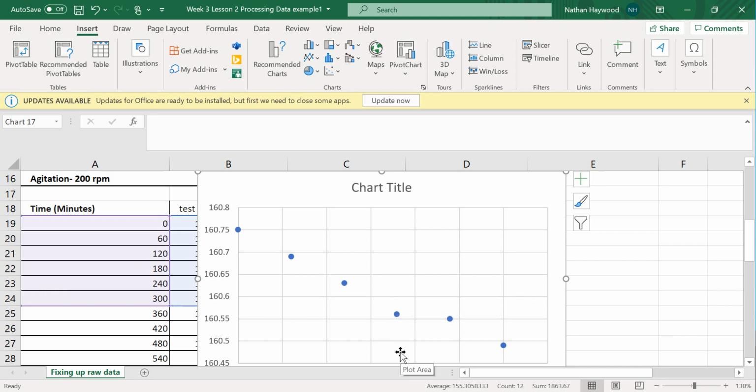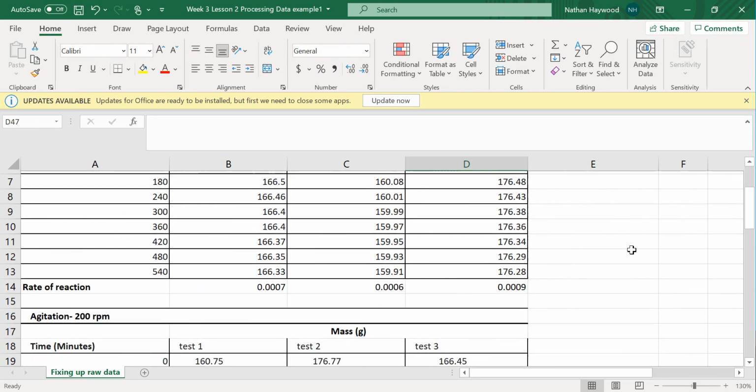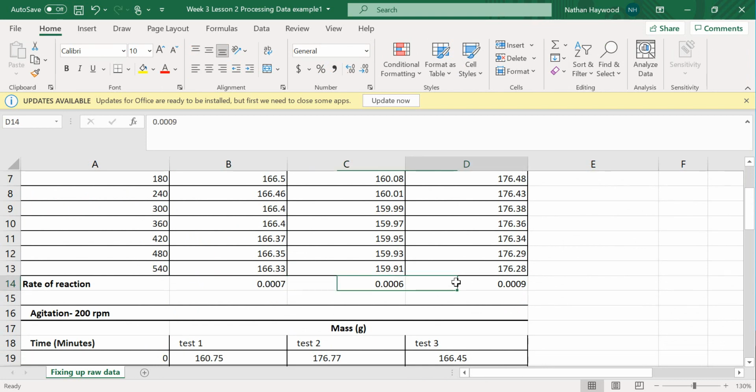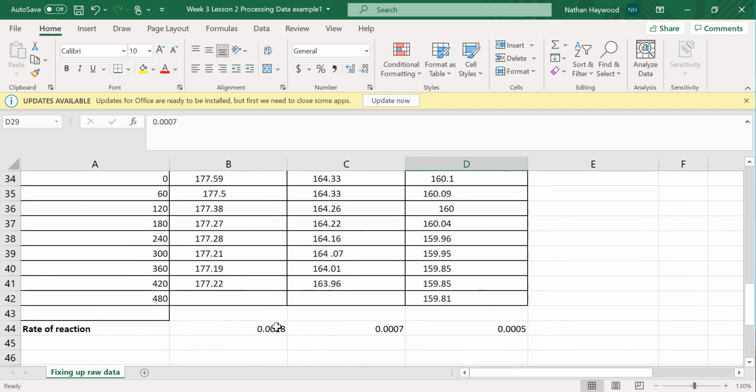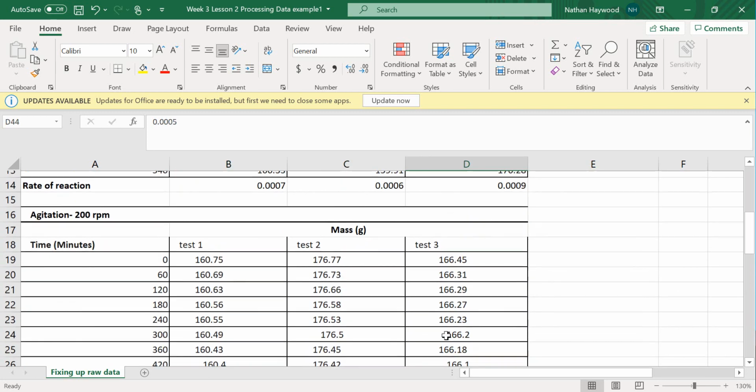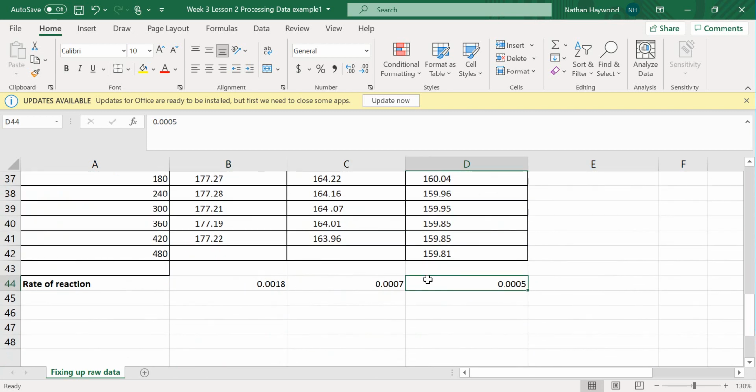Sometimes you might have made an error typing in your data. All right, now that I've done my three graphs, I've found my rates of reactions for each of my trials for 100 RPM, 200 RPM, and 300 RPM.